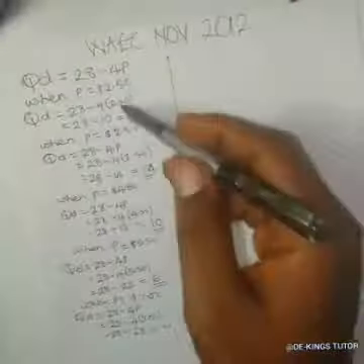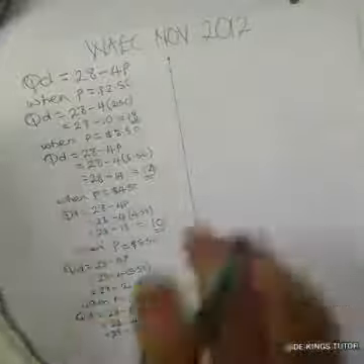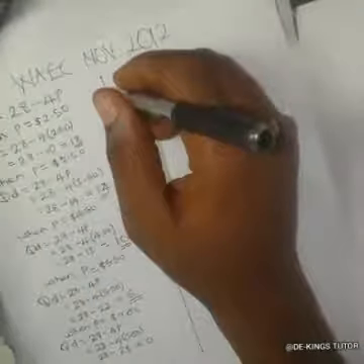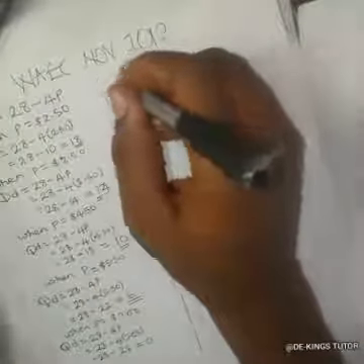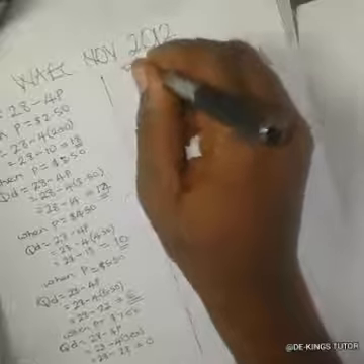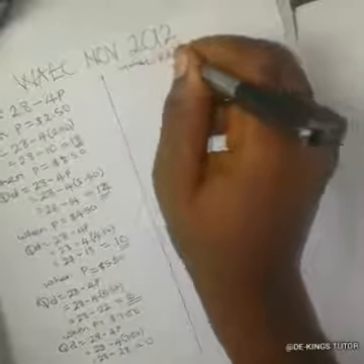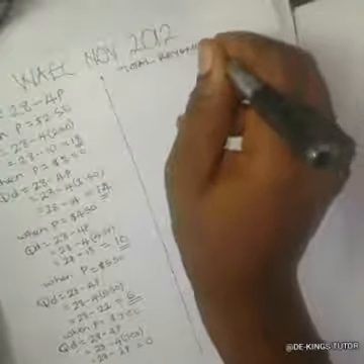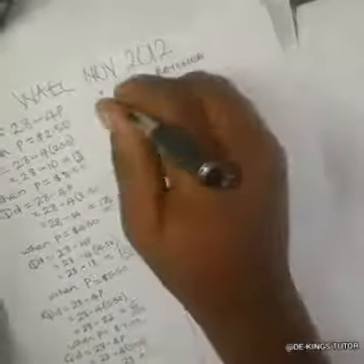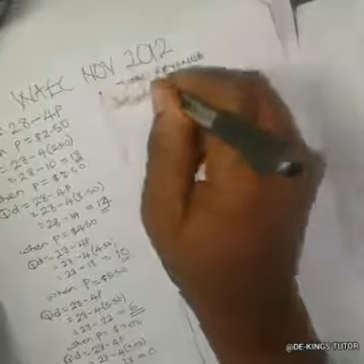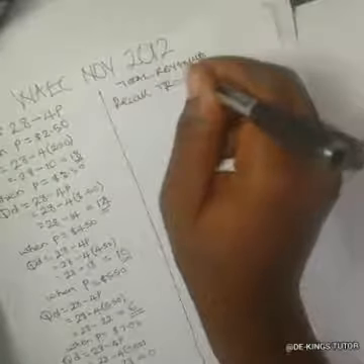Okay, so from this now, we have solved the quantity demanded at each price. So let's move to the total revenue at each price. Let's recall the formula for total revenue. Total revenue equals price times what? Quantity. Okay, so they want us to find the total revenue at each price.